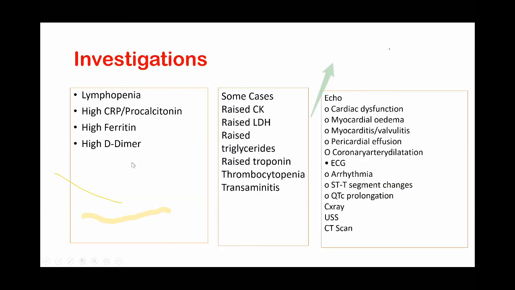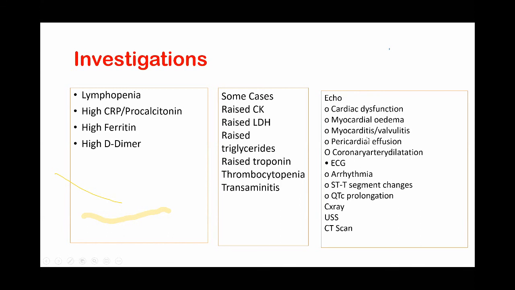What do you need? You need to do a CRP, a procalcitonin, a ferritin, D-dimer. After that, you can do inflammatory markers like LDH, triglyceride. And next is you have evaluation with the echo and the ECG.